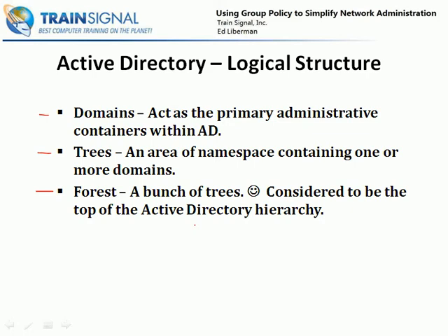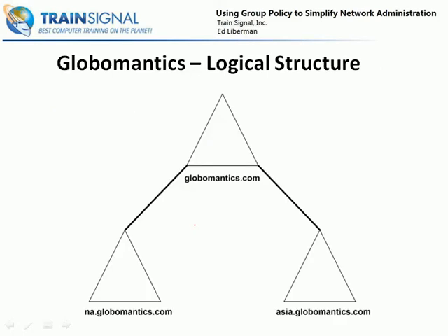Now we'll see this all come together as we go through the rest of this. But first, just to see if we can help you to understand, here's the basic logical structure of our GlobalMantics network. We have three domains. Okay, we have globalmantics.com, na.globalmantics.com, and asia.globalmantics.com. Okay, so those are the domains.